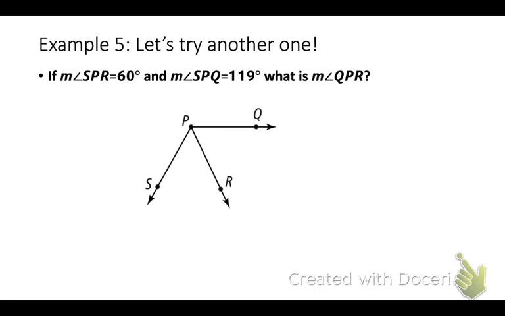Okay, so it says if the measure of angle SPR is 60 degrees, so we probably should write a what? A 60. And the measure of SPQ is 119. So SPQ, that's the whole thing, yeah? Mm-hmm. So 119. So what is the measure of QPR? Probably 60. No. Subtract it. Just subtract it. 119 minus 60. 59. So we get 59. 59 what? Degrees. Don't forget your degree.